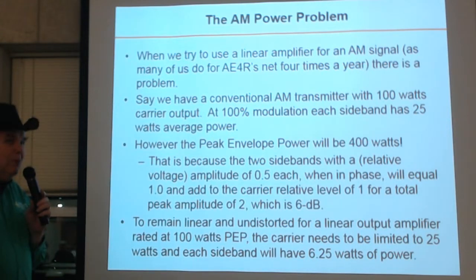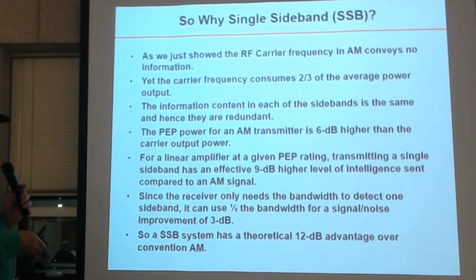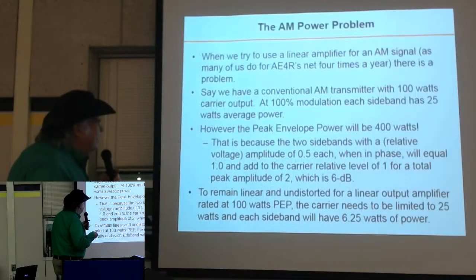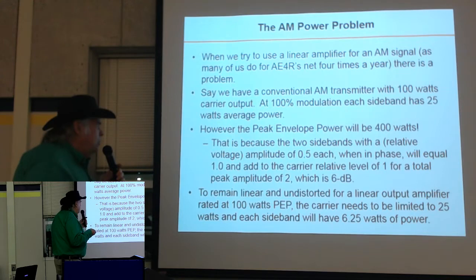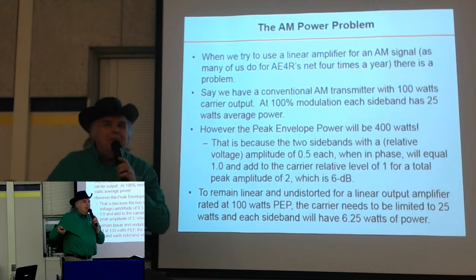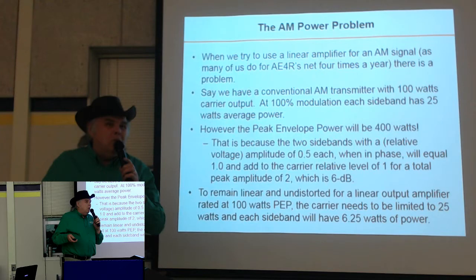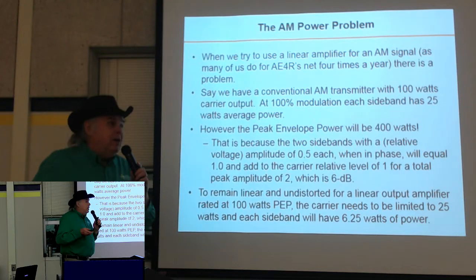What happens is our peak envelope power, oops, sorry, hit the wrong button. Our peak envelope power here, back one more, okay. So our peak envelope power is 400 watts. So the PEP rating on your DX100 running 100% AM modulation is 400 watts PEP. 100 watts carrier and the 25 watts in the two sidebands, but again, remember they have to add in phase. So that's the difference. That's 150 watts average power, but it's 400 watts peak envelope power.